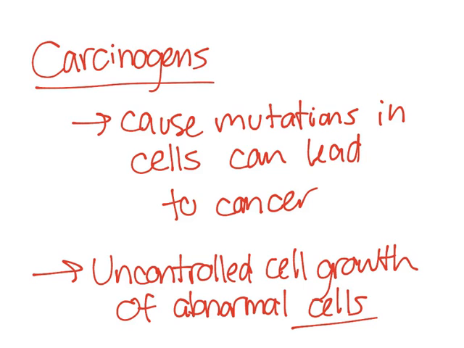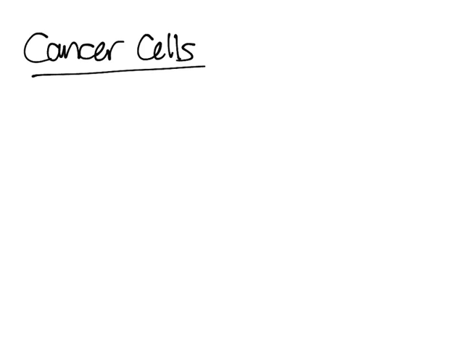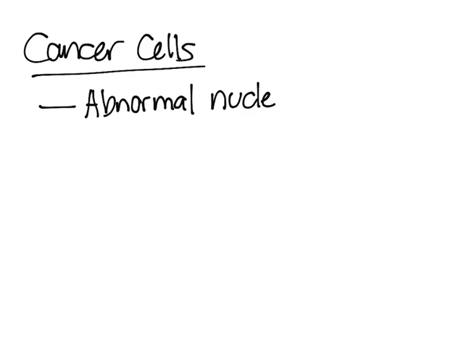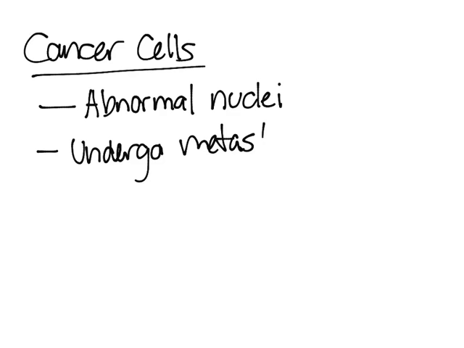And so let's talk a little bit about cancer cells. They have abnormal nuclei. They undergo metastasis. And essentially what that means is it travels off and just spreads to other regions.